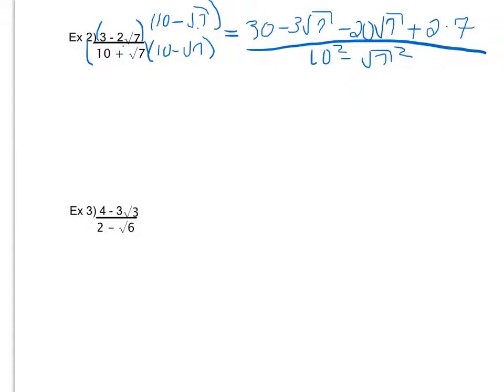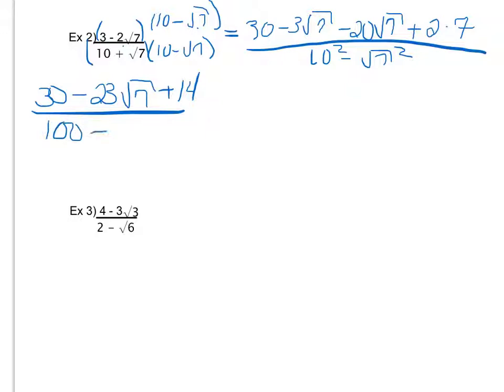I'm going to clean up the top a little bit so I have some like terms. I can also multiply 2 and 7, giving me 14. Negative 3 and negative 20 is negative 23 square root of 7. And then plus 2 times 7, which is 14. And on the bottom I get 10 squared, which is 100, minus square root of 7 squared. They cancel, giving me 7.